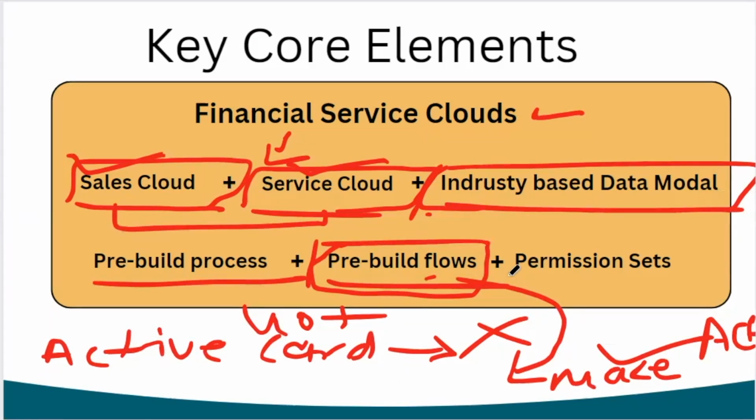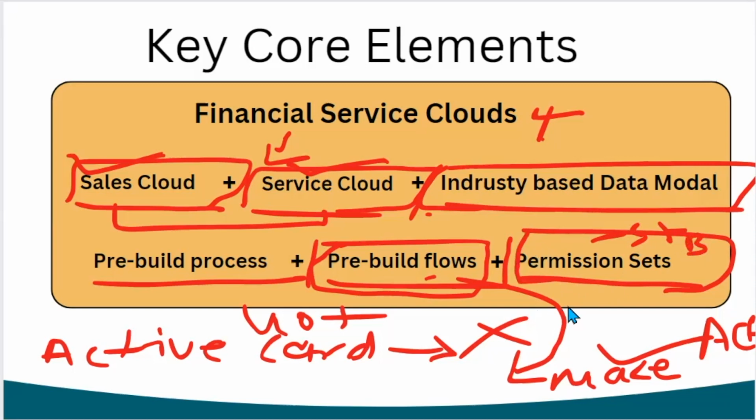Apart from that, it comes with permission sets as well. So let's say you install Financial Service Cloud and you can't see the financial services related data or objects. For that, you have to give a permission set to the particular user, whether it is standard FSC, advanced FSC, or basic FSC. There's a particular permission set available based on the license you have purchased. So you have to give this access to a user using the permission sets. So these are the core key elements of FSC that I can see right now.